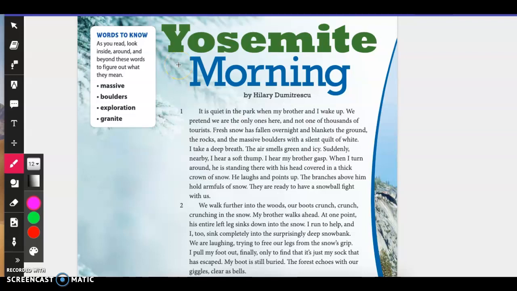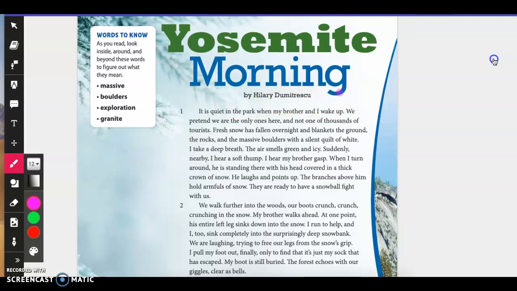It's going to be very important to notice the words that the author uses to describe the places and the events that happen. Remember to use context clues to determine the meaning of unfamiliar words and phrases, or words or phrases that are used in an unusual way. Let's take a look at the title of this passage, Yosemite Morning by Hillary.